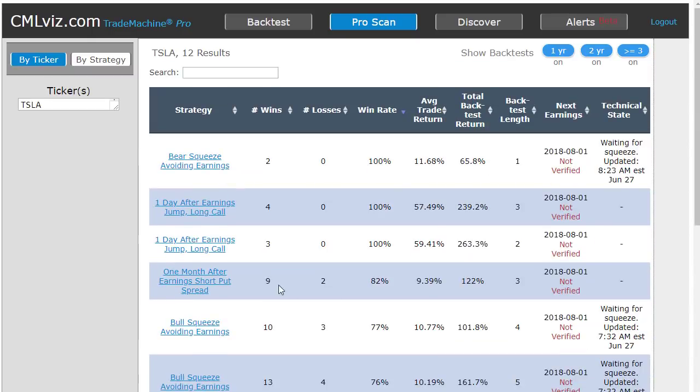If you say, oh, this one seems pretty good: one month after earnings short put spread. If you're a vertical spread seller like me, maybe you want to look at this. Maybe a month after earnings you trade this, where you would avoid earnings and have a pretty good record there. So super valuable tool.